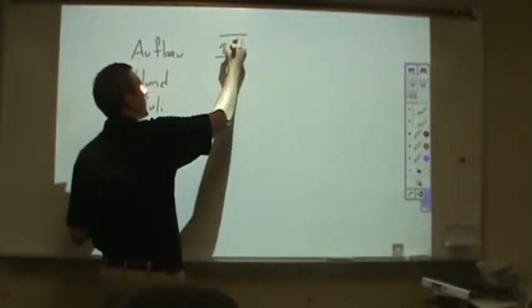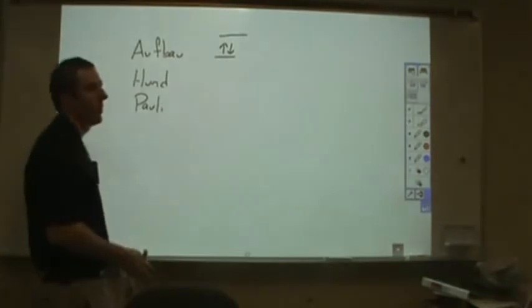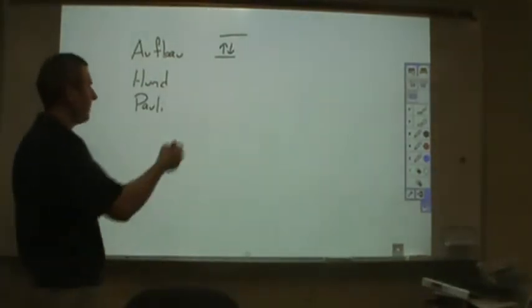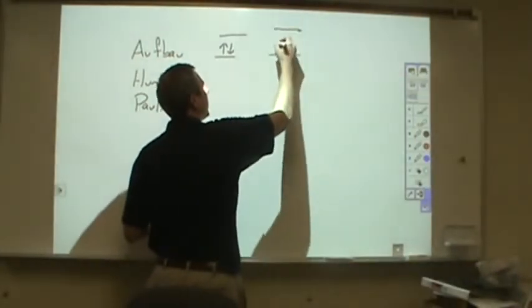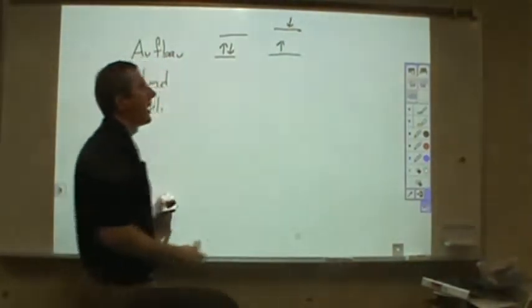So if I have a 1s and a 2s orbital that's unoccupied, then an exception to the aufbau would be if this went into an excited state and that electron hopped up.